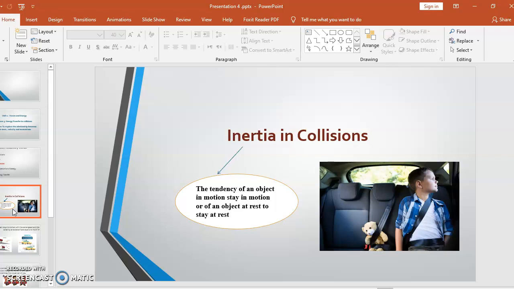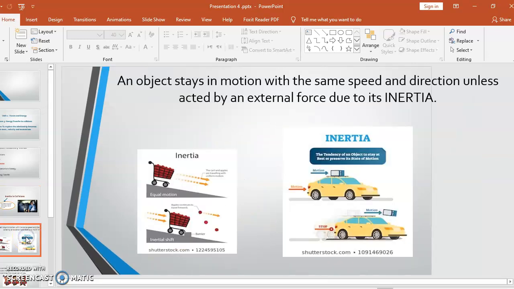Inertia means the tendency or the ability of an object to stay in motion if it's moving, or stay at rest if it's at rest. If we have an object moving, like a car with you inside it, and the car stops suddenly, you will continue moving forward because inertia keeps you in motion in this situation. So to be safe, you have to wear your seat belt. This seat belt can resist the inertia and reduce the motion and the force on you. We will explain more in the next slide.